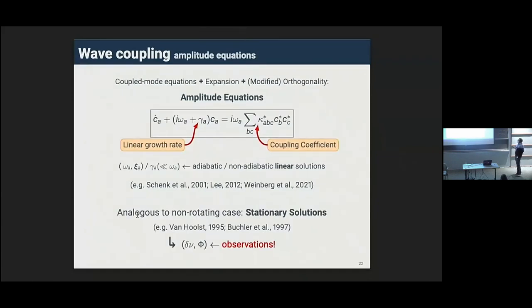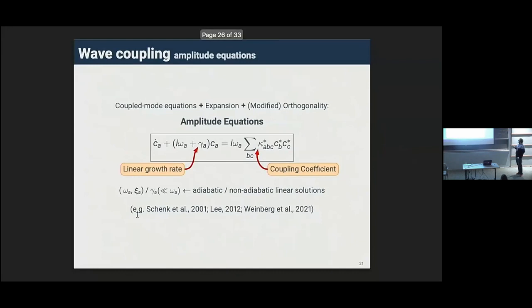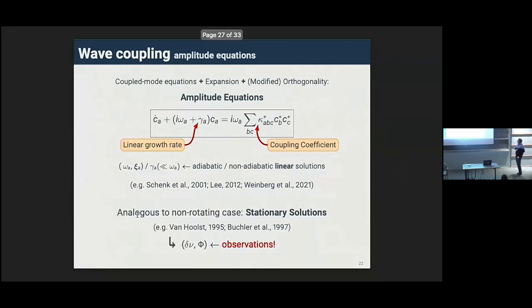Using this framework, we still don't have a direct way of comparing the coupling coefficients to our observational characteristics that we determined before. In order to obtain that, we have to make an analogy to what was done in the 90s for the non-rotating case and look for the stationary solutions of these amplitude equations.